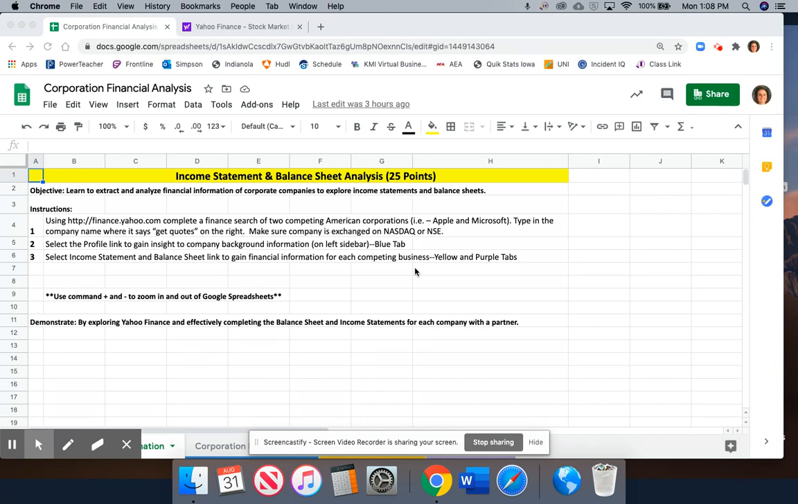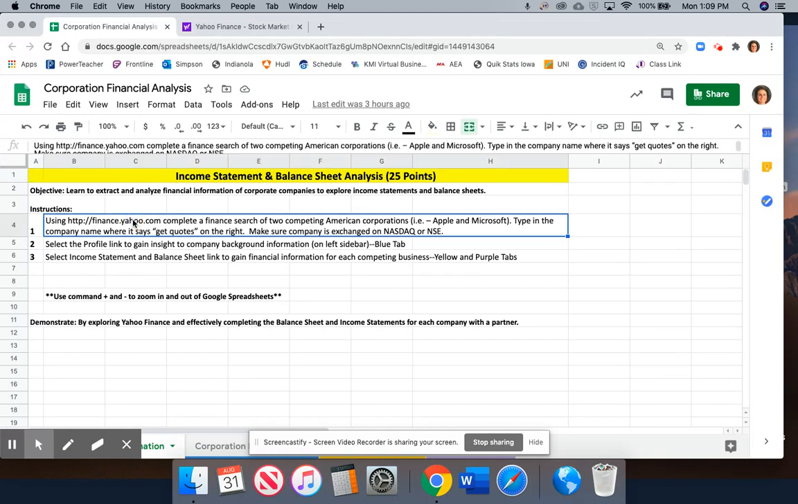What we're going to do is analyze two different companies' financial statements and see maybe if it was a company that you would want to invest in. So we're going to be using Yahoo Finance, which the instructions say right here, and you're going to be comparing two different companies that are in competition. So Apple and Microsoft is a good example. Maybe Nike and one of their competitors, McDonald's and one of their competitors, Target and one of their competitors.